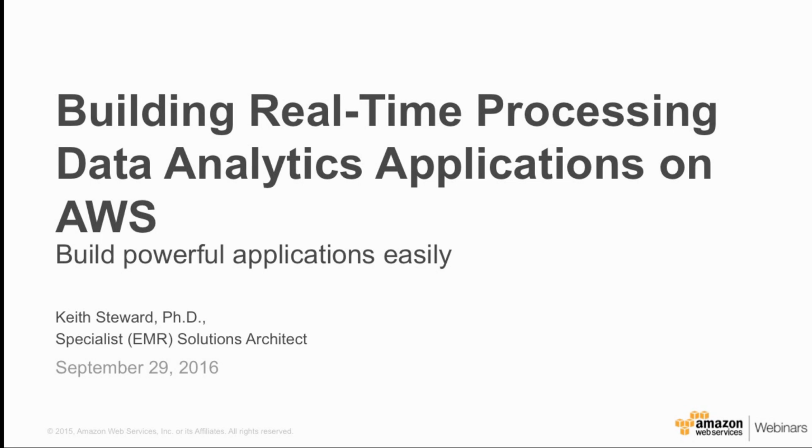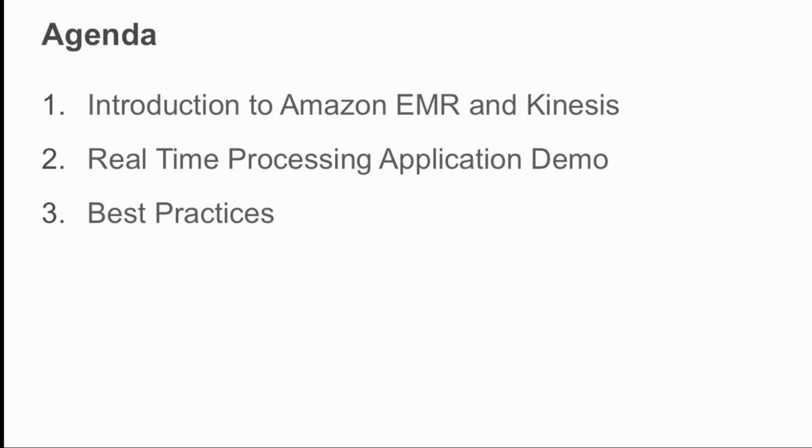So I'm going to talk about how we can actually implement a real-time processing application on AWS using a variety of services. What I'm going to cover are three main topics. We'll do an introduction to Amazon EMR, get everybody up to speed on what EMR is. We'll talk about Kinesis, and then what I'll do is talk through what an actual real-time processing application looks like, what the components are, and we'll really illustrate it with a demo. And at the end, we'll talk about some best practices associated with real-time processing.